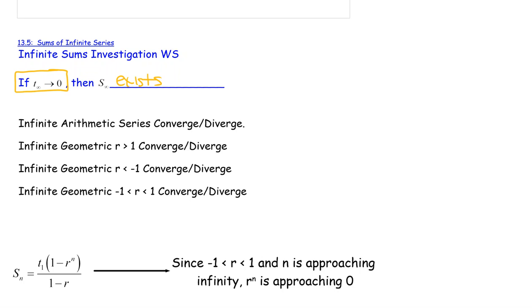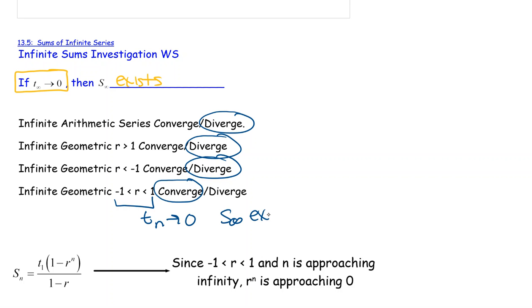Okay, so here's all the cases that we did. If it's infinite arithmetic, it always diverges. An infinite arithmetic is always going to diverge. If it's an infinite geometric where R is bigger than 1, so think about that as doubling, tripling, etc., it's always going to diverge. If R is less than -1, it's also always going to diverge. This is the only case right here where it can converge. When R is between -1 and 1, then the terms approach 0. And because the terms approach 0, S sub infinity is going to exist.